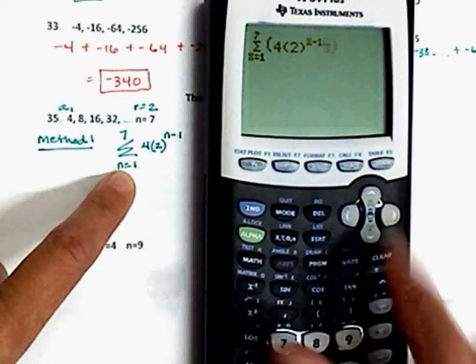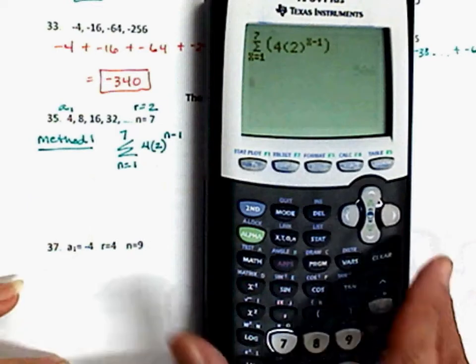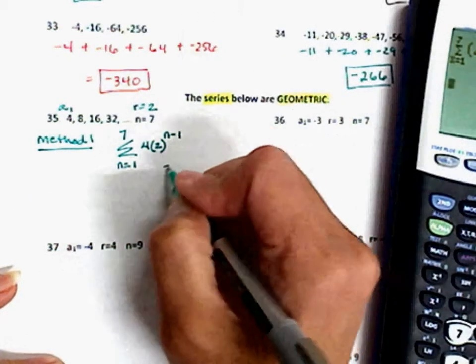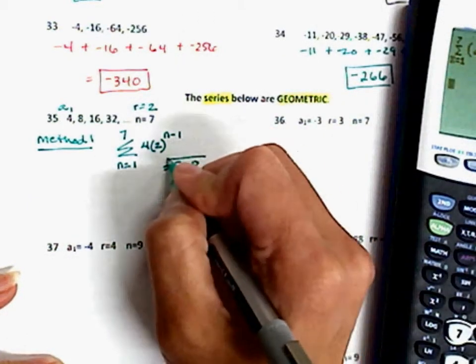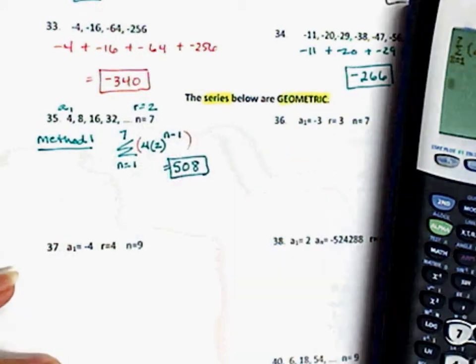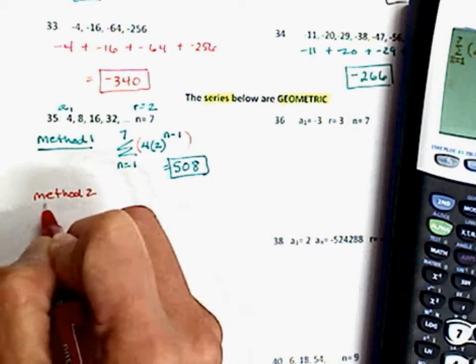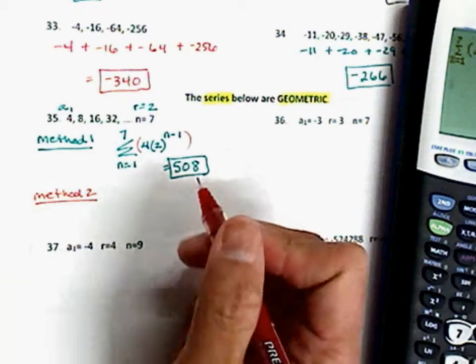You want to put parentheses around those? Please do so. And that comes out to be 508. Okay? So if it makes you feel better, put parentheses around that. Go for it. That's method 1. Method 2. Okay? You could use this formula.